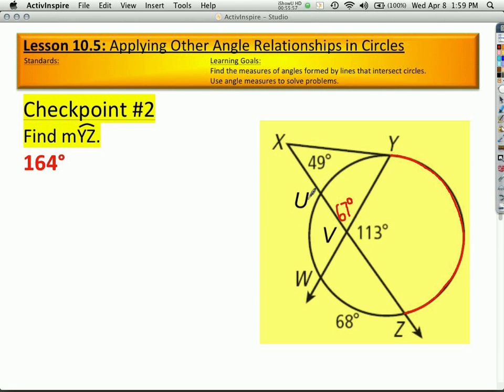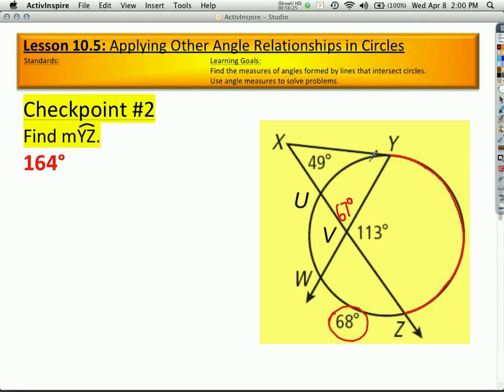But if we can find the other part of the circle, then we could subtract it from 360 to get this, and we already have the 68. So if we can get this arc right here, YUW, that arc, we can add it to 68, subtract it from 360, and get this. To get this arc, we need this angle right here. And we're very close. So Brian, how do we get that angle?